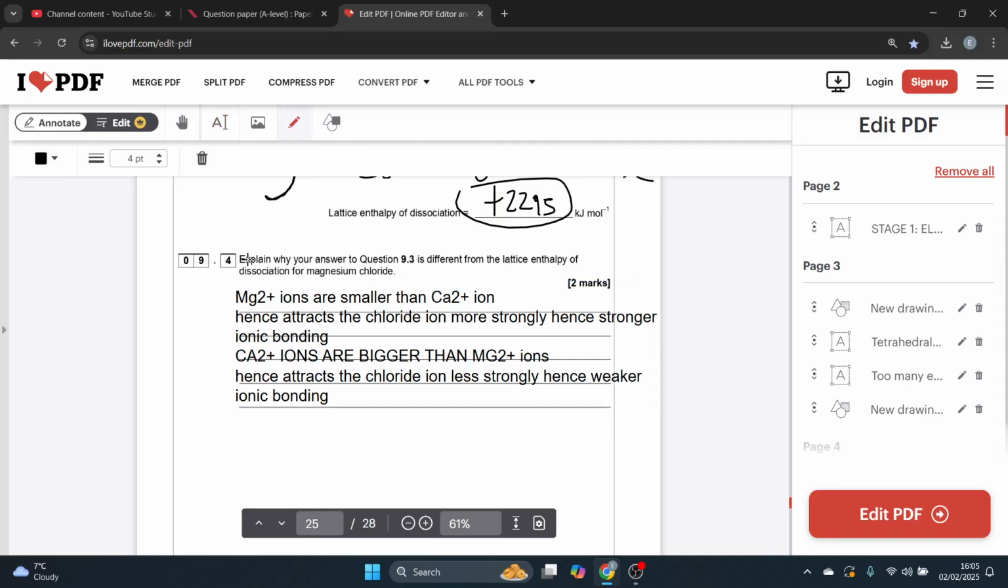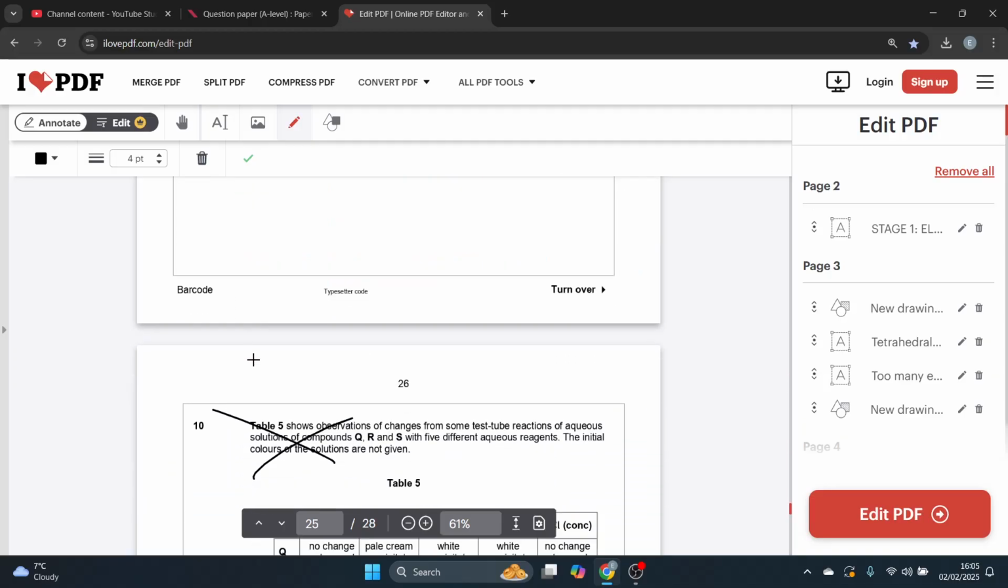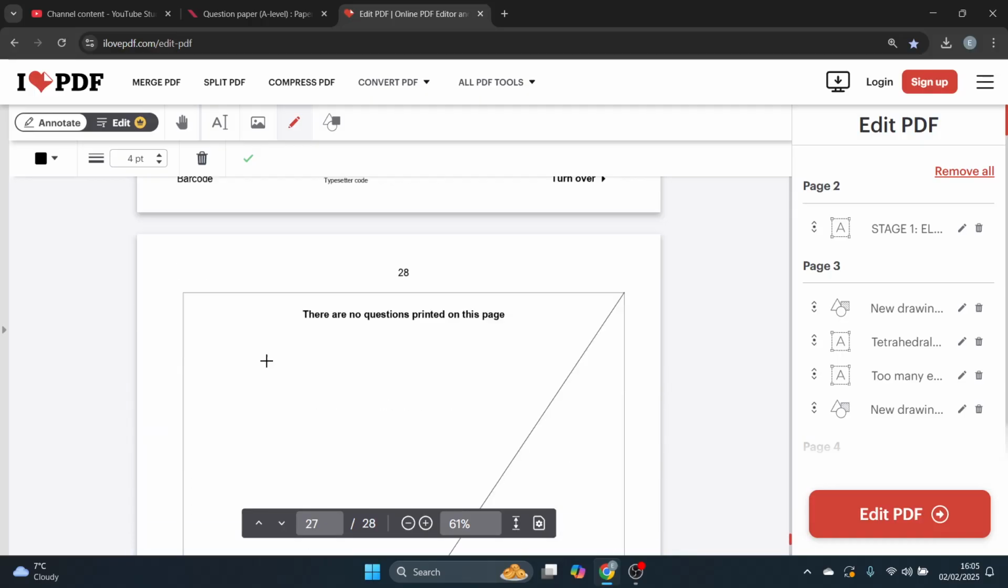But yeah, you should say this, not the other part I just did. Mg2+ ions are smaller than Ca2+ ions, hence attracts the chloride ion more strongly, hence stronger ionic bonding. And that is the end of this paper.